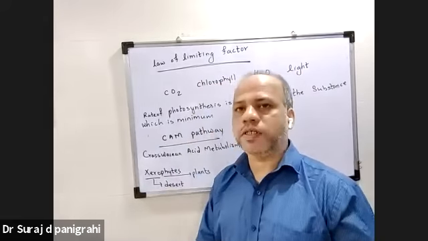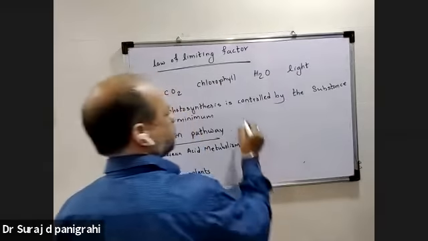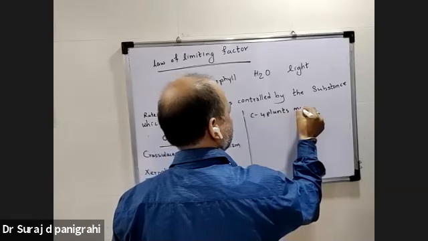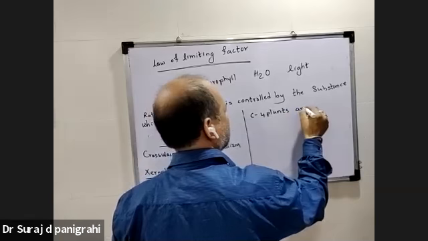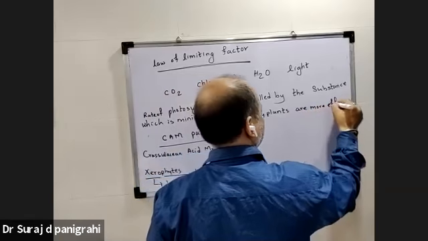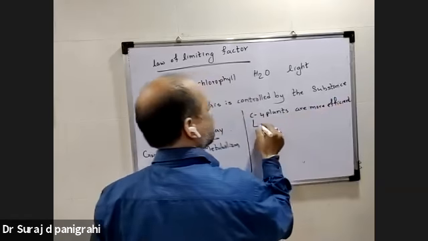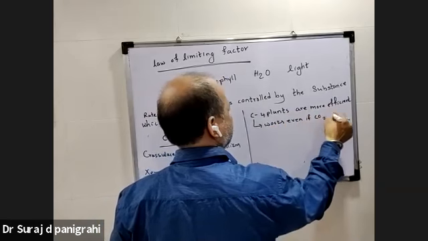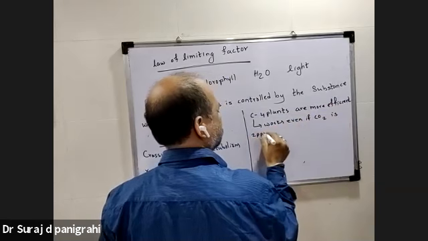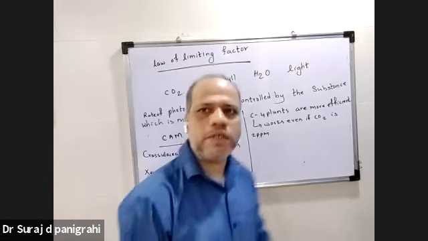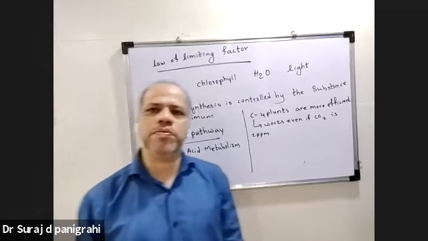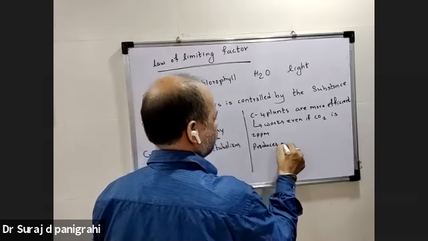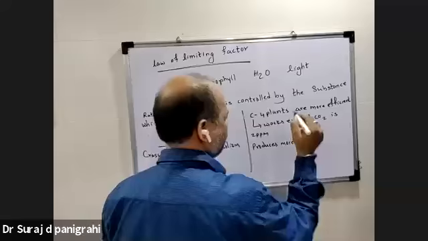C4 plants are more efficient plants. C4 plants जो होते हैं, they are more efficient. It works even if CO2 is 2 parts per million, as less as 2 parts per million. मतलब 1 billion में only 2 parts of CO2 है, फिर भी वो काम करता है. It is more efficient. It produces more carbohydrates, more food in fact.